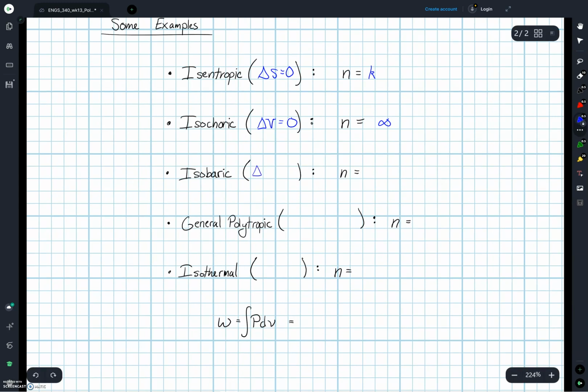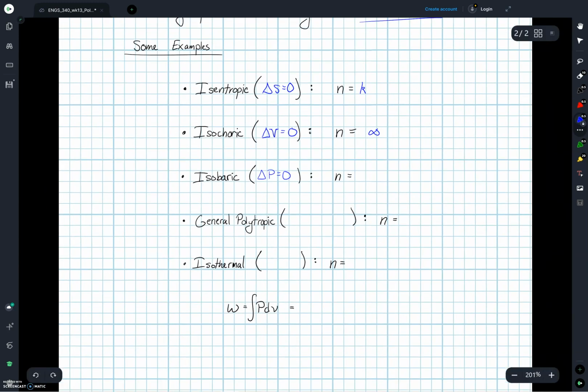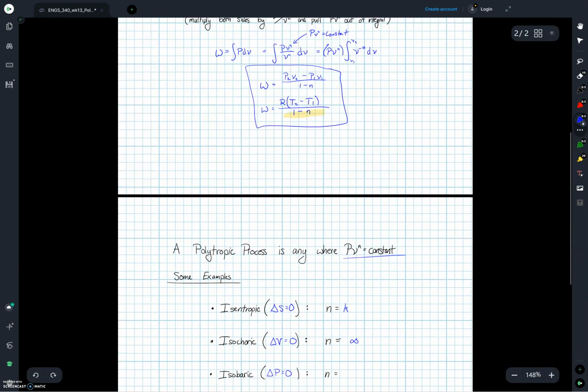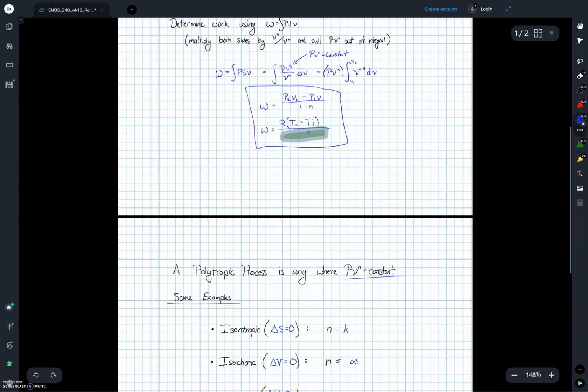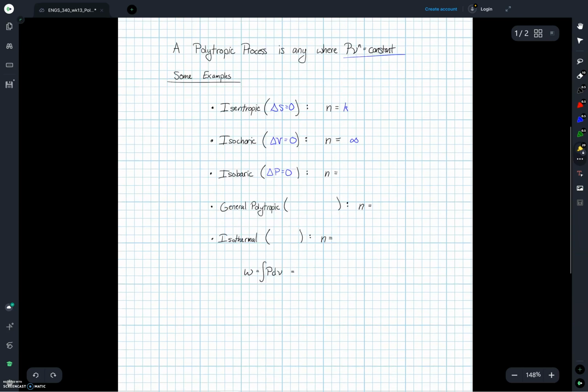Isobaric, that's delta P equals 0. Again, we kind of know how to already do this. We would find this with P delta V. That's essentially just, no, not the top. That's just this top part of the equation if the bottom ends up going to 1. So we can do that.